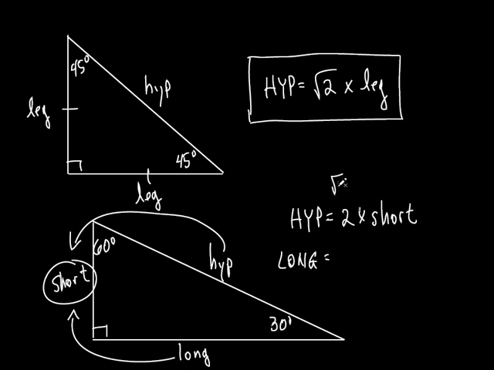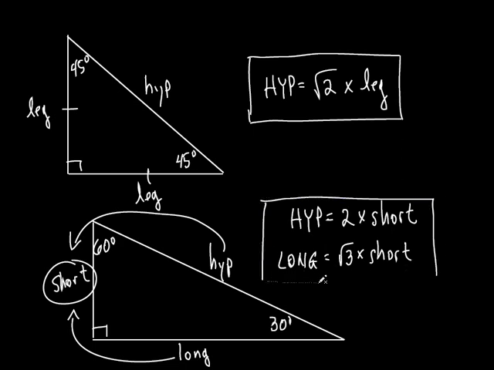Remember, 2 is the square root of 4, isn't it? What's just a little bit smaller than the square root of 4? The square root of 3. That's how I remember it. I've been doing this long enough that I just remember it, but when I first started, that's how I remembered it. The square root of 3 is just a little bit smaller than the square root of 4. I know the long side is just a little bit smaller than the hypotenuse, so it makes a little bit of sense. Make sense?